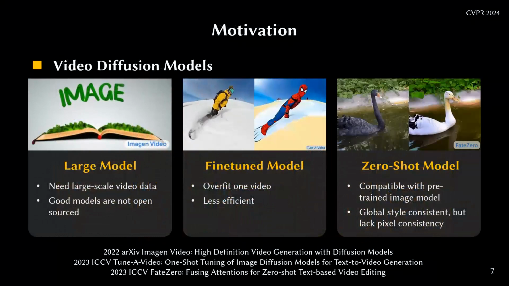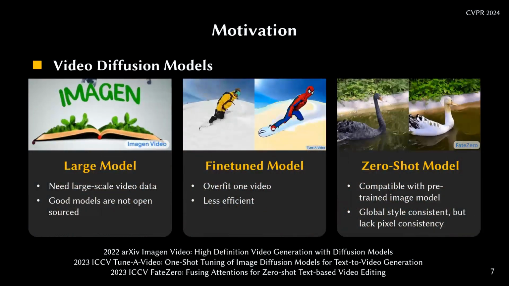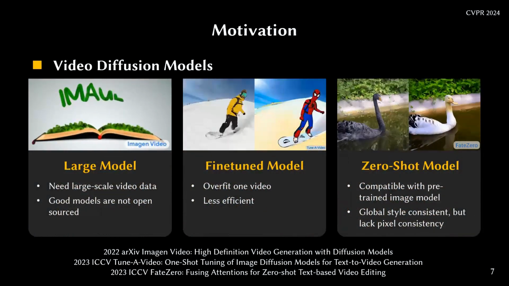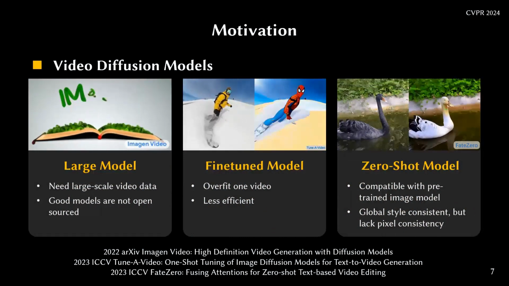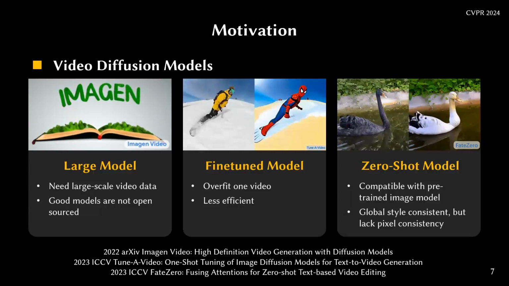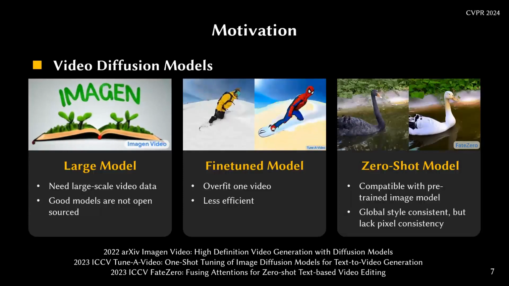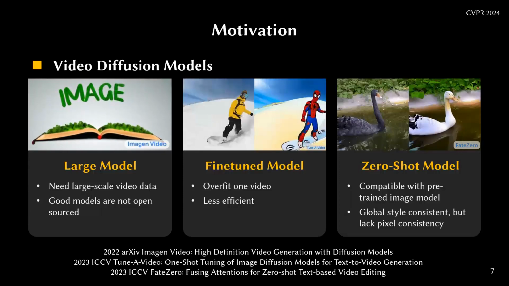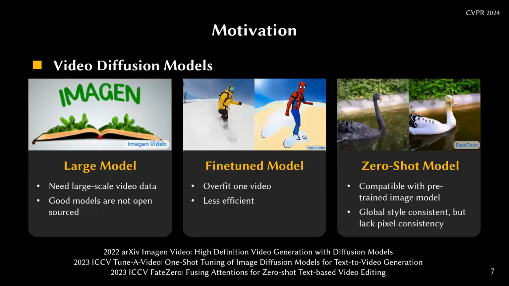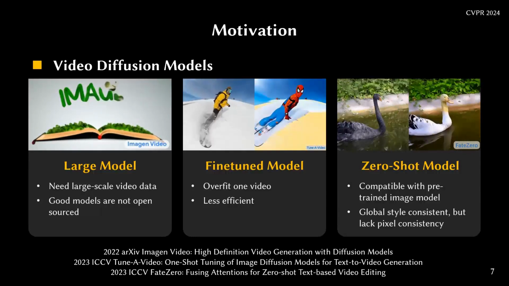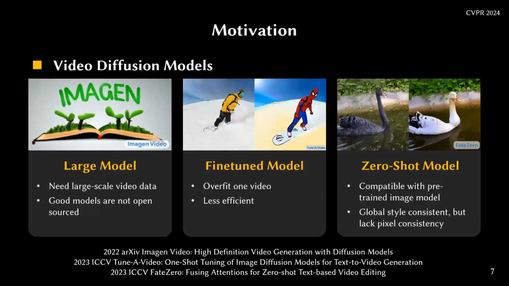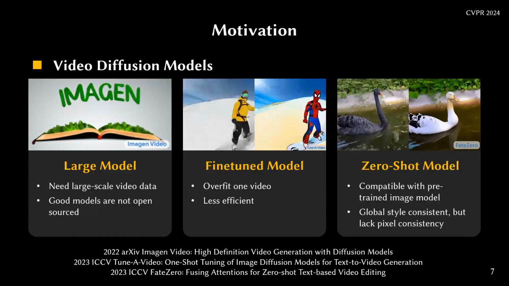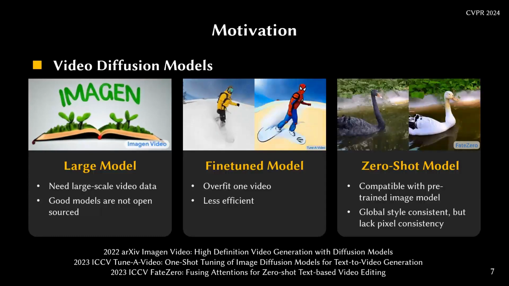Stable Diffusion has achieved remarkable success in image generation and editing. Naturally, we are curious about the potential of its application in video domains. Researchers have proposed three solutions. The first solution is to train a large video model on a large-scale dataset, which requires significant computing resources. The second solution is to fine-tune Stable Diffusion on a single video, which is less efficient.